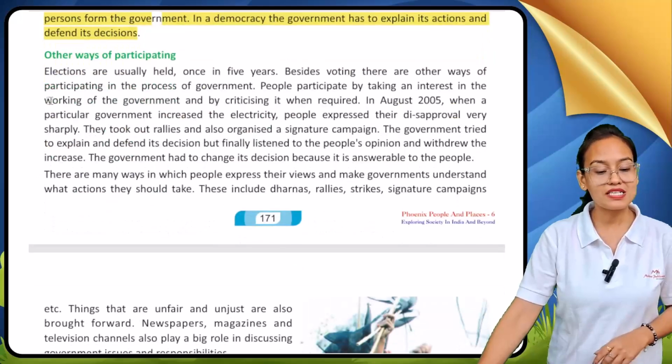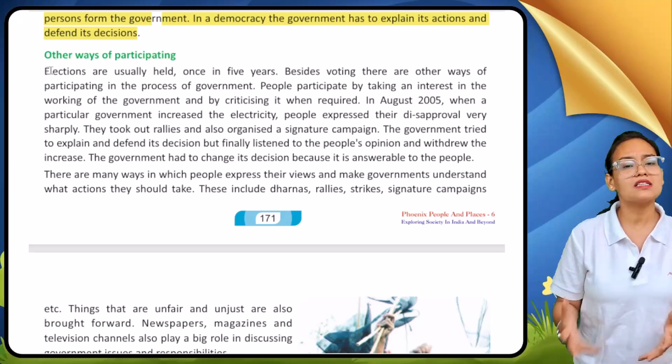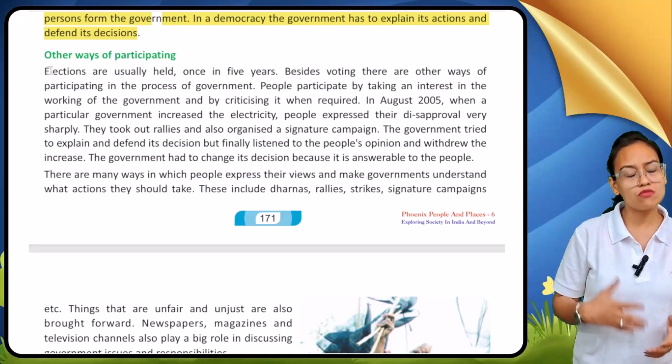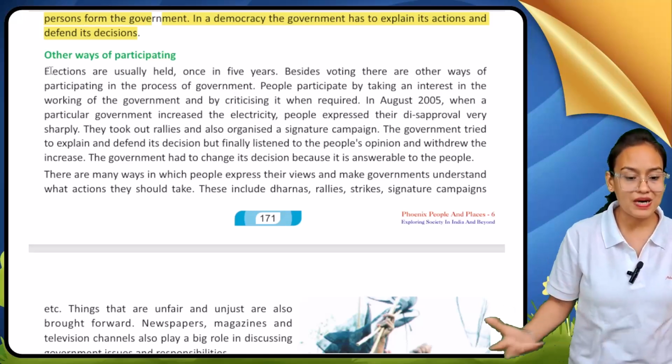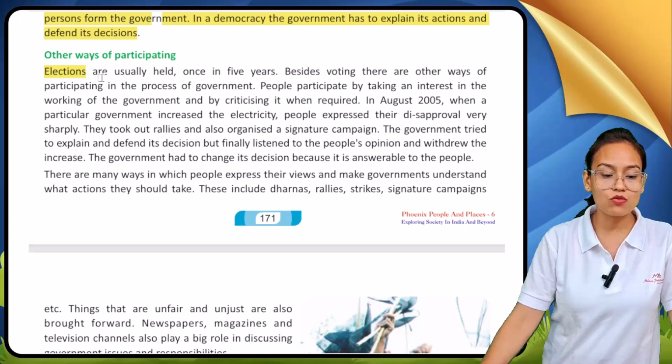Other ways of participating: apart from elections, in what other ways can we participate in selecting our government? Now see, elections are usually held once in five years.